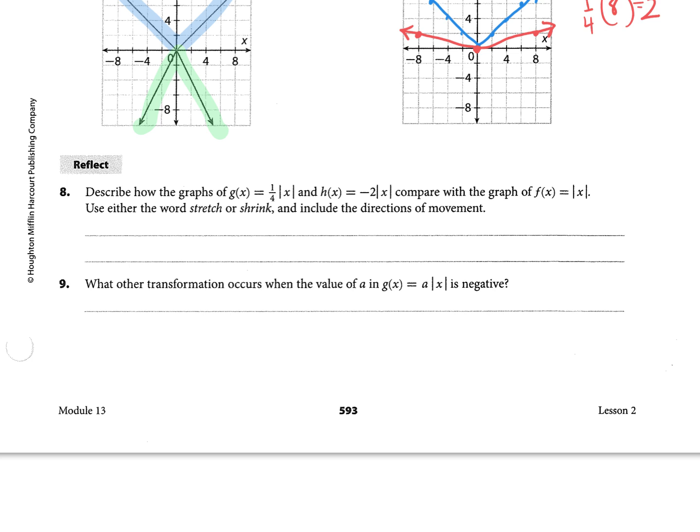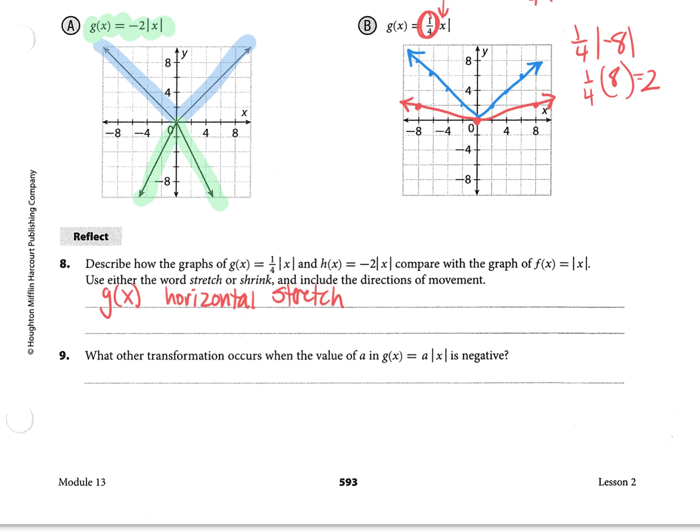Describe how the graphs of g of x equals 1/4 the absolute value of x and h of x equals negative 2 times the absolute value of x compare with the parent function. Use either the word stretch or shrink and include the directions of movement. Well, g of x is a horizontal stretch. And we can tell because if we were to pull these endpoints here, or these two arrow pieces here, we would be stretching it left and right. So we say horizontal stretch.